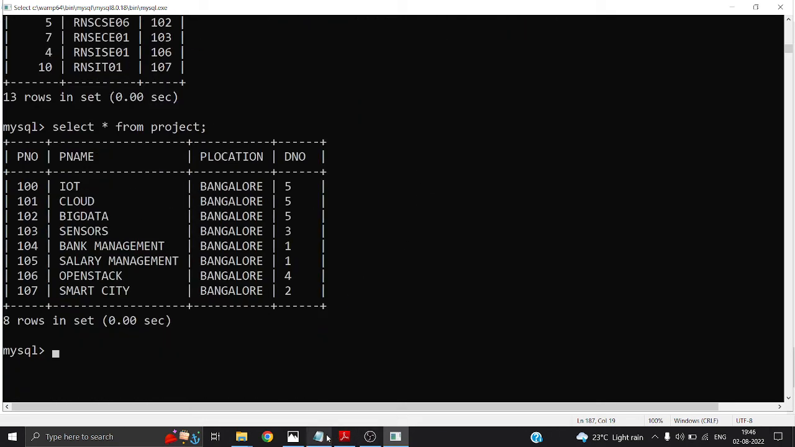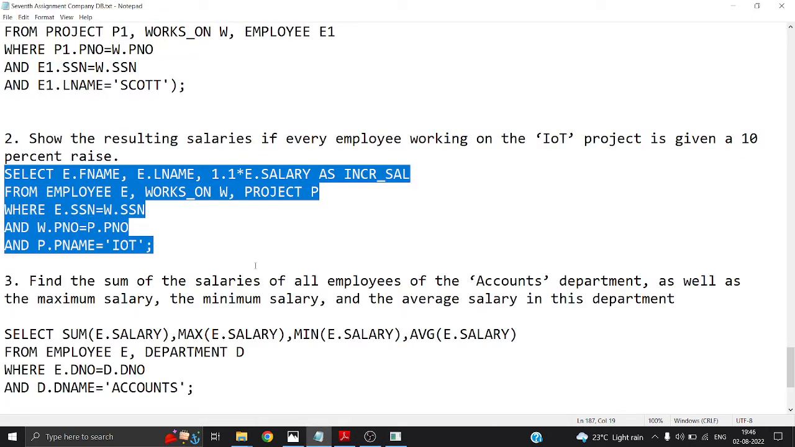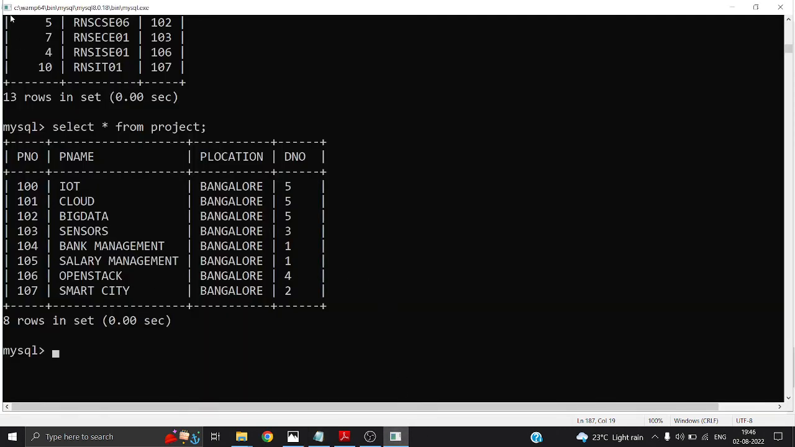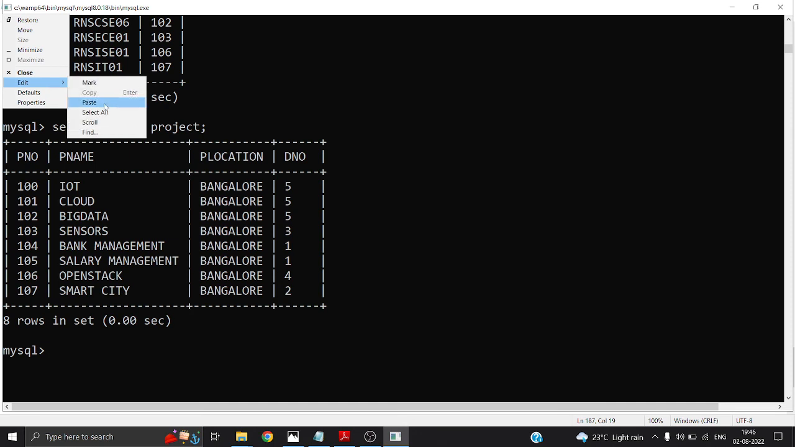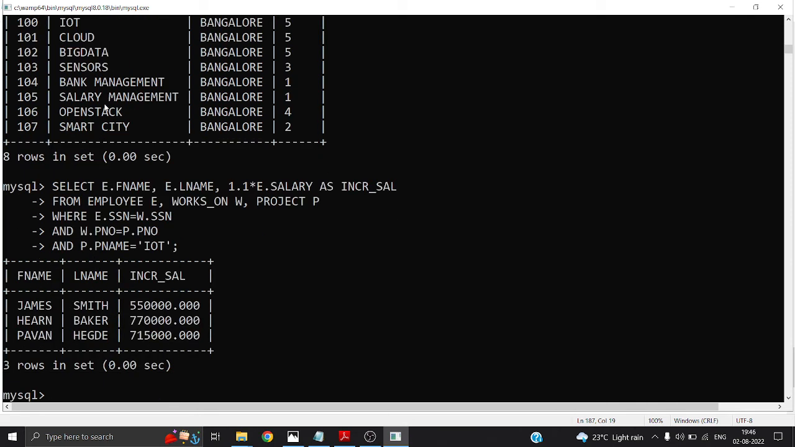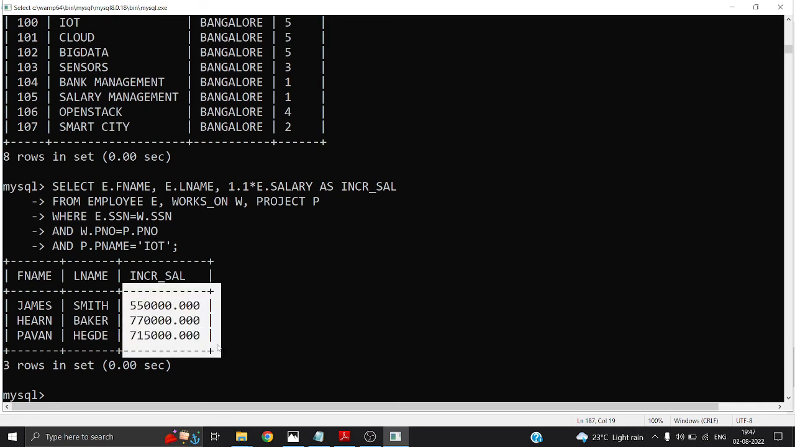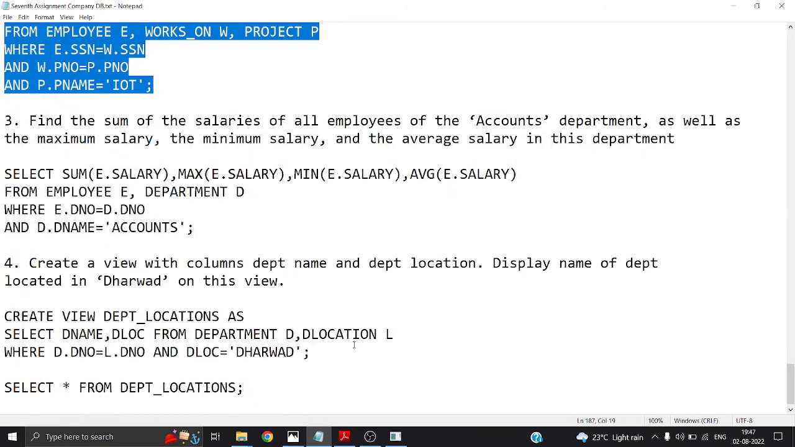When we execute that query, obviously the result should increase the salary of those employees. Now let me show you that. Now you can see these are the three employees working on the IoT project, and their salaries, which I just showed you, were initially 5 lakh. After the increment, we got this 10% raise. So this is the required output for that query, the 10% raise.